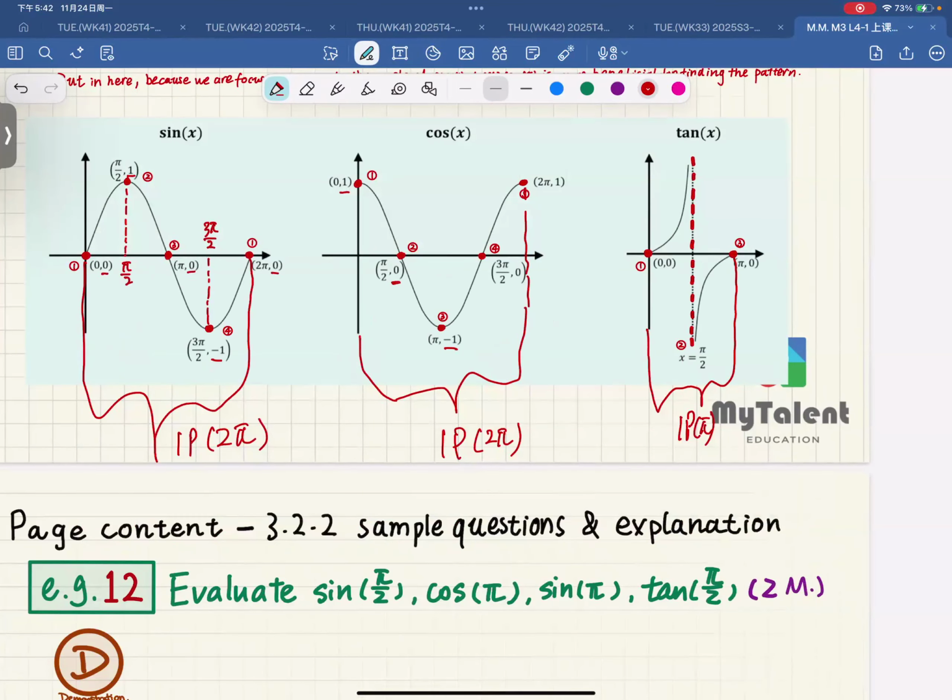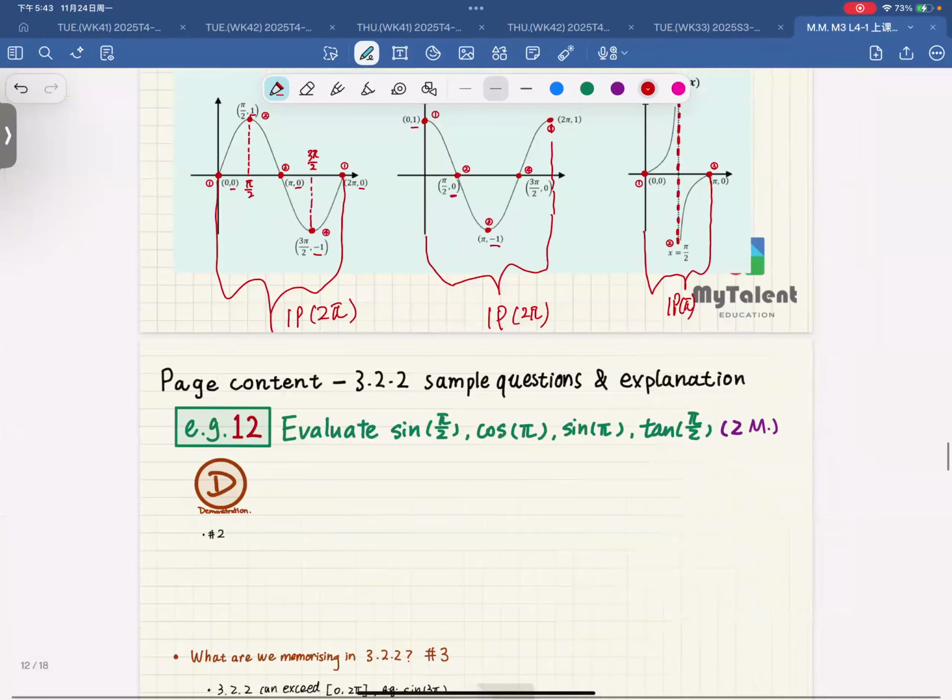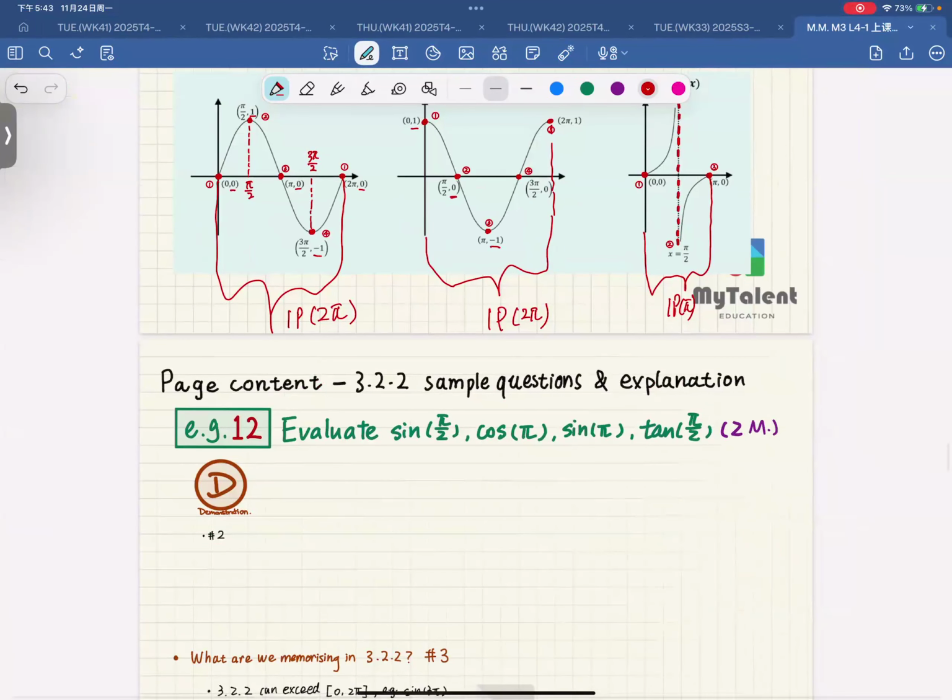Try to memorize this. If you can memorize these graphs, when you solve the problem, you realize you just need to spend a little bit of time on the calculation. It can make your solving process way faster. Yeah, I know where to use it. I'll show you. Okay, for example, evaluate sine pi on 2.